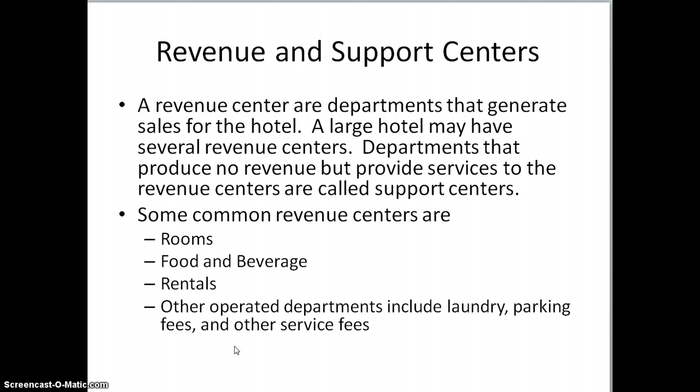Departments that produce no revenue but provide services to the revenue centers are called support centers. So again, some common revenue centers are rooms, food and beverage, rentals. You may also see other operated departments, and generally in other operated departments you're going to include laundry, parking fees, and other service fees. So anything that the hotel can charge the customer a small fee for is going to be lumped into these other operated departments.